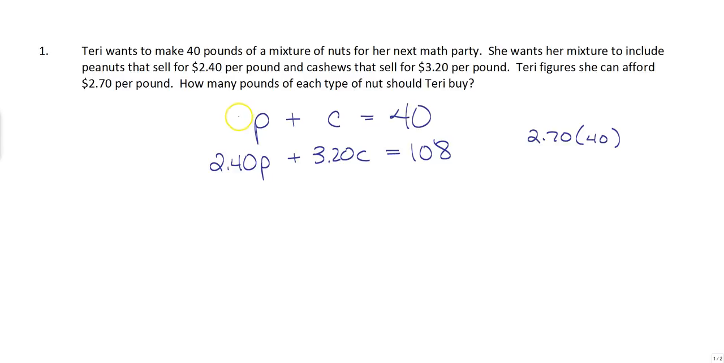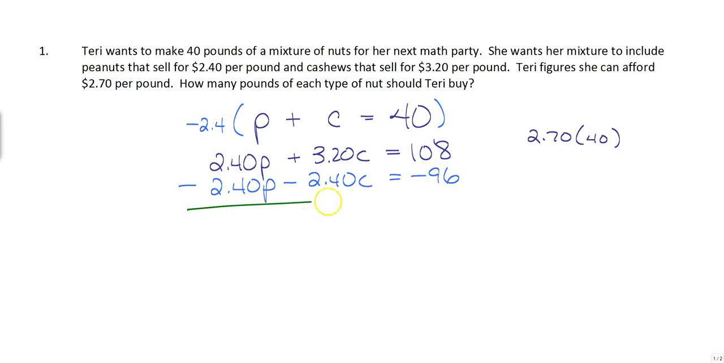So I would use either substitution or elimination for this one. Really, the choice is yours. I'm going to multiply the top one by the negative 2.4 and solve this one using elimination. That would give me negative 240p minus 240c is equal to a negative 96. And I'm going to add those guys together, and our peanuts will be eliminated, leaving us with 0.8 cashews is equal to a total of $12.